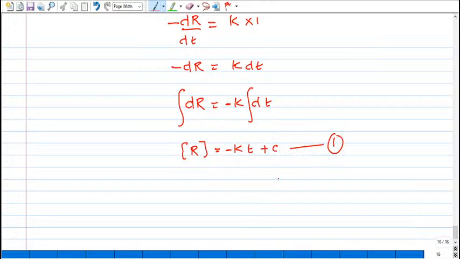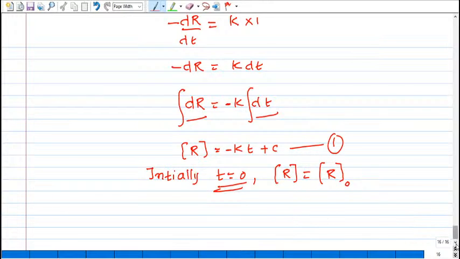C is the constant of integration, you know very well. You know how to integrate dR, you know how to integrate dt. If you talk about the initial condition, initially the time is always taken as 0. Whenever we talk about initially, in chemistry or in physics, the initial time is always taken as 0. This is a common term. And R, I don't know the amount of R, so I am going to take this as R naught.